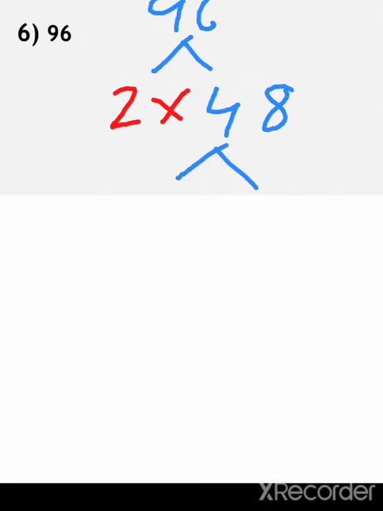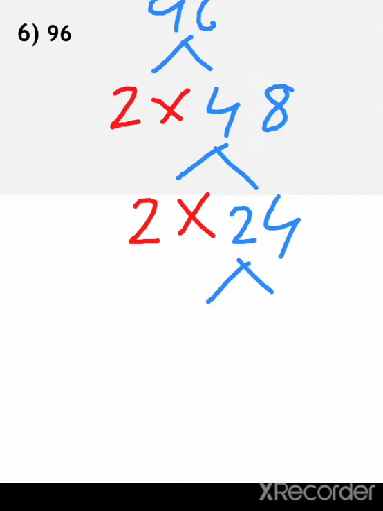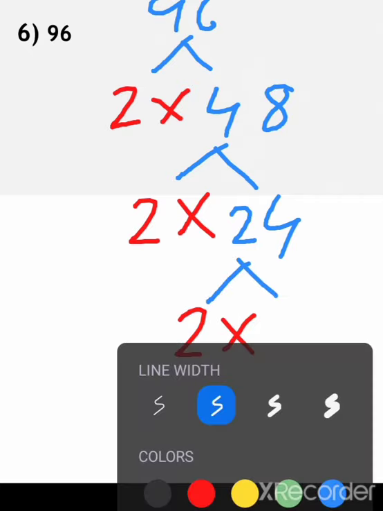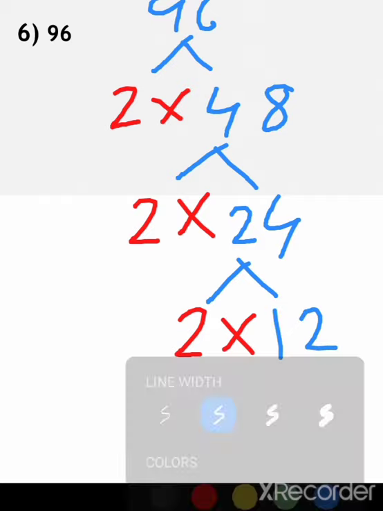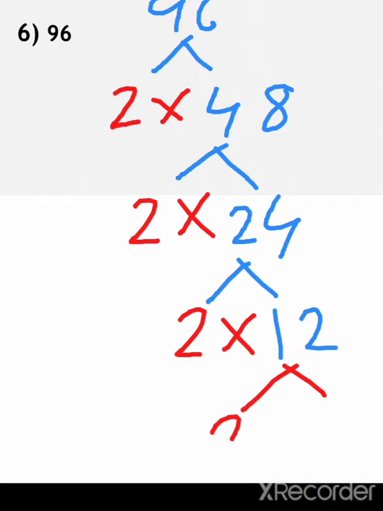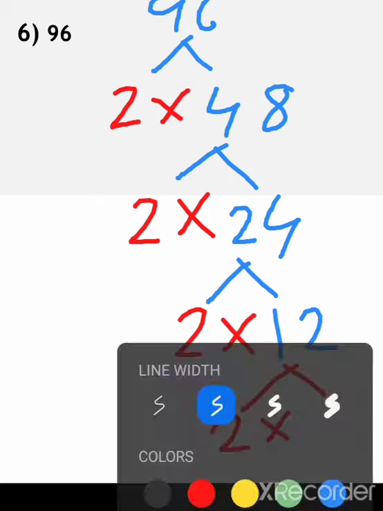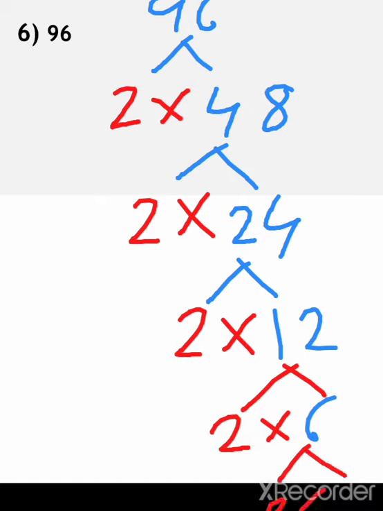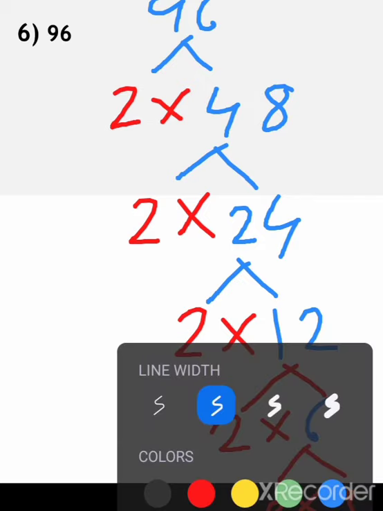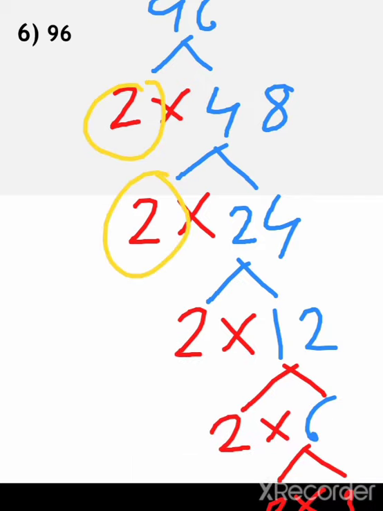Again even number, so I'll divide by 2. I'll get 2 2s are 4, 2 4s are 8. Again even number, I'll divide by 2. This time I'll get 12. Again even number, I'll divide by 2. 2 6s I'm getting 12. And for the 6 I can write 2 3s are 6. So what are the prime factors I'm getting here? 1 2 3 4 5 times 2 and 1 times 3.